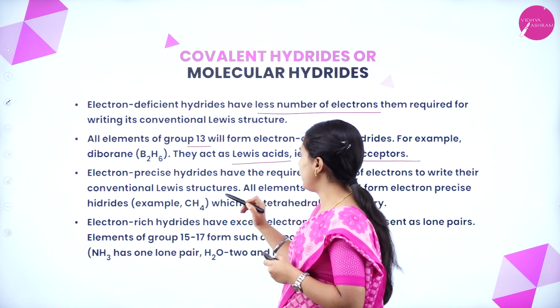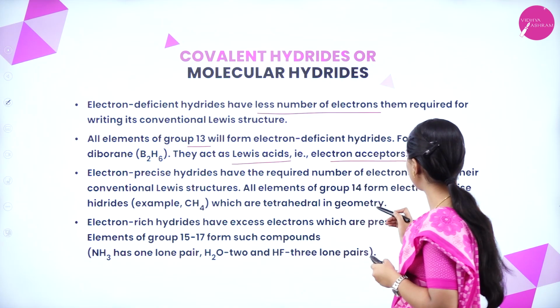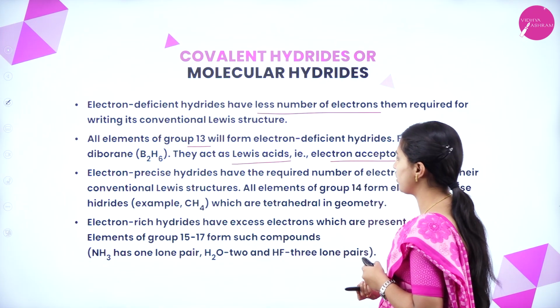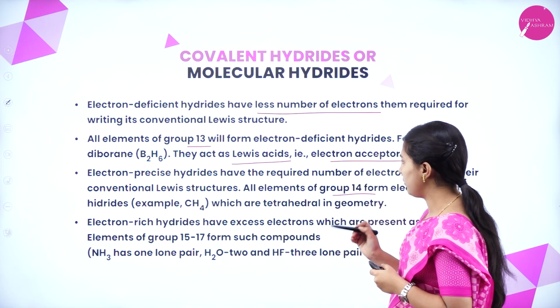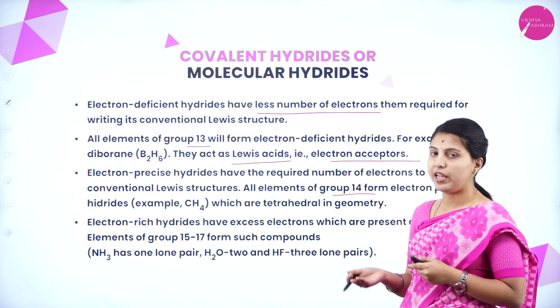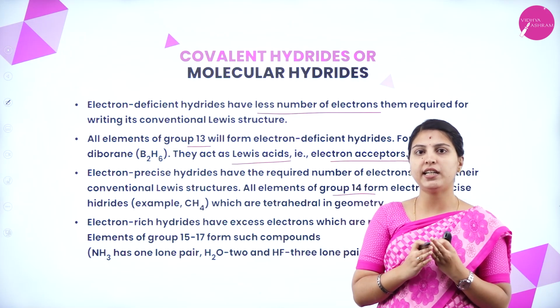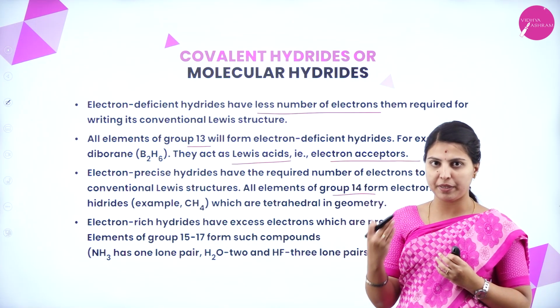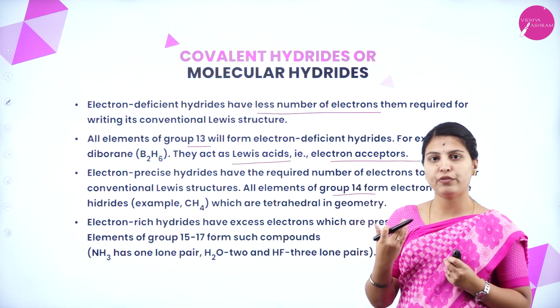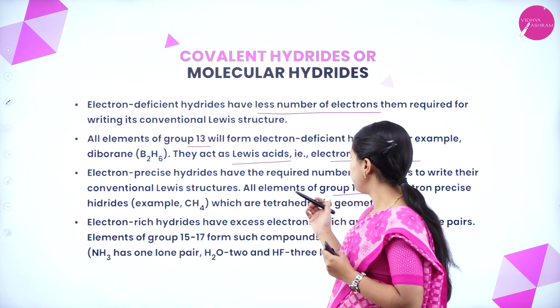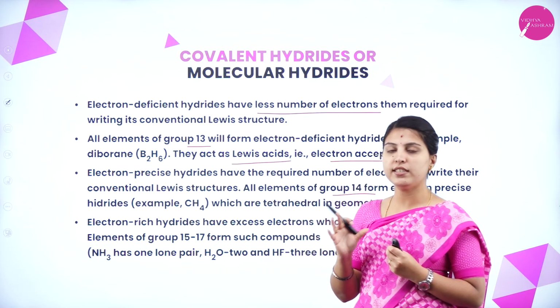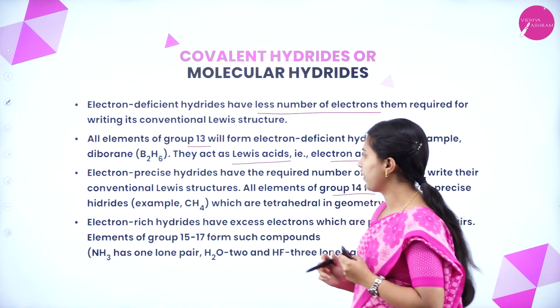Electron precise hydrides have the required number of electrons to write their conventional Lewis structure. All elements of group 14 form electron precise hydrides, that is methane, which are tetrahedral in geometry. Precise means how many electrons should be present, that many electrons will be present in the structure. Okay, for example, methane overall is group 14 elements.